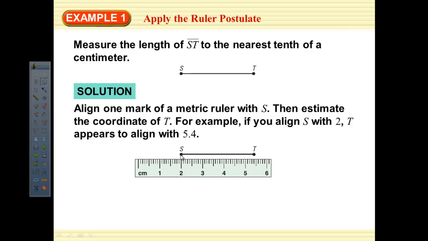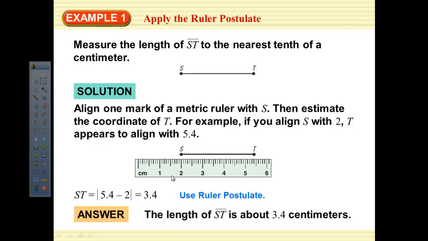In this case, what they did was they put the S at 2 centimeters and they put the T at 5.4 centimeters. Then we can just subtract those two numbers, take the absolute value of it, and we get our answer. So using the ruler postulate, we take 5.4 minus 2 because T is at 5.4, S is at 2. Subtracting those two and taking the absolute value, we get a length of 3.4 centimeters.